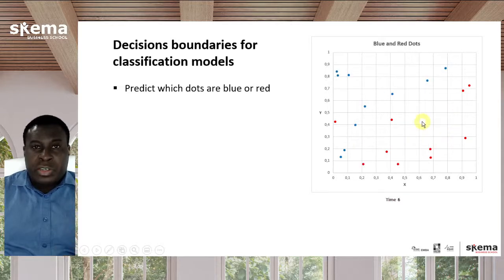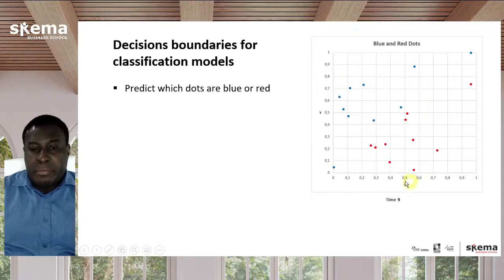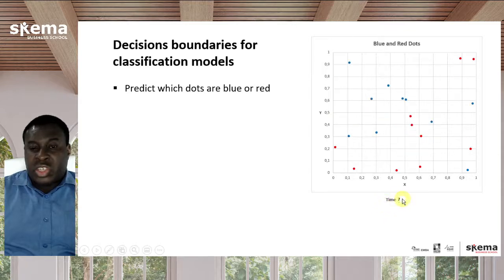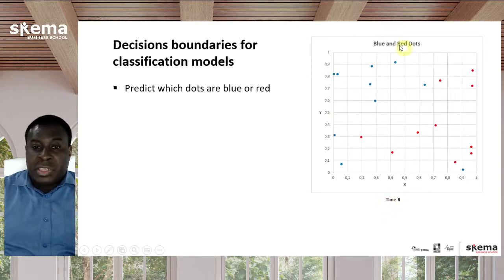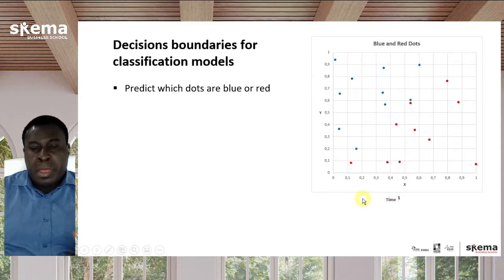The goal here is to predict which dots are blue or red based on the values of the x or the y-axis. What you see here is the collection of dots in different periods in the future. So you could think of each time as 1 month. So this is the general distribution of the dots month by month.